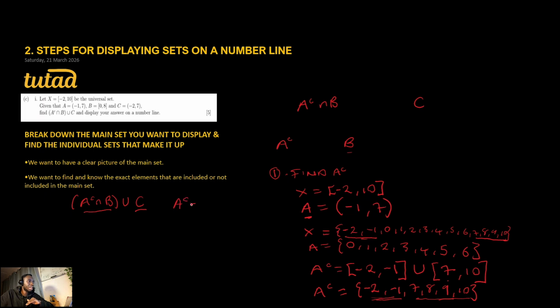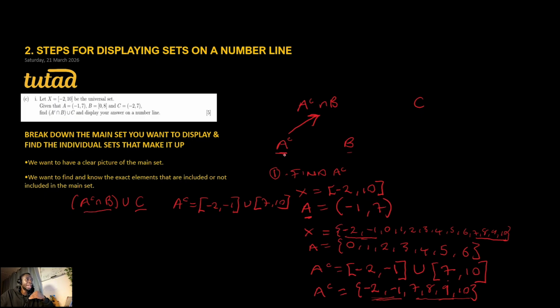A complement is equals to -2, -1, union 7, 10. So this is our final answer for A complement.